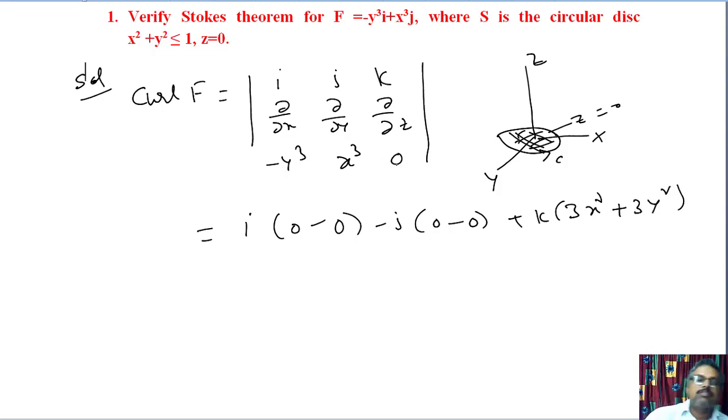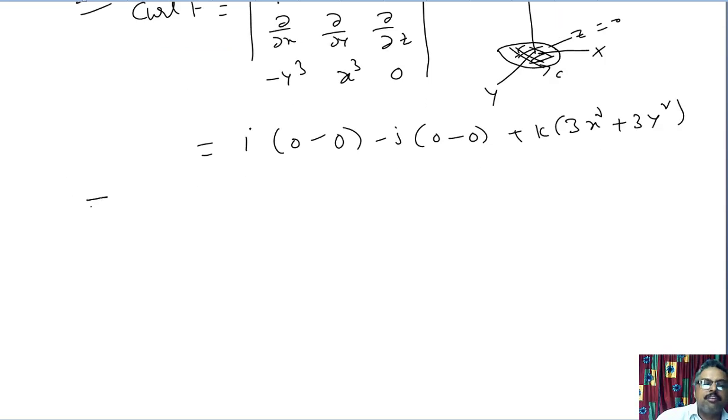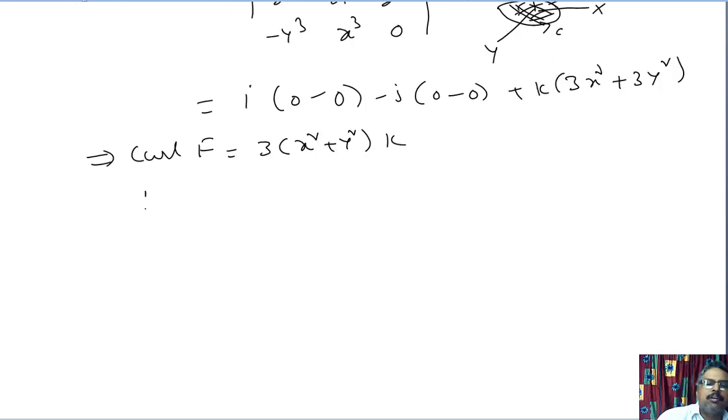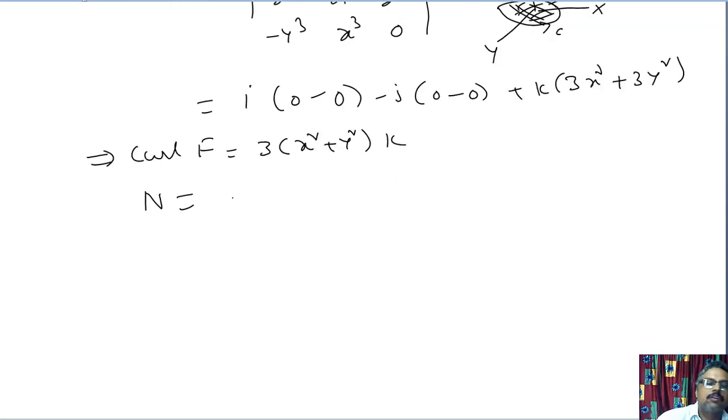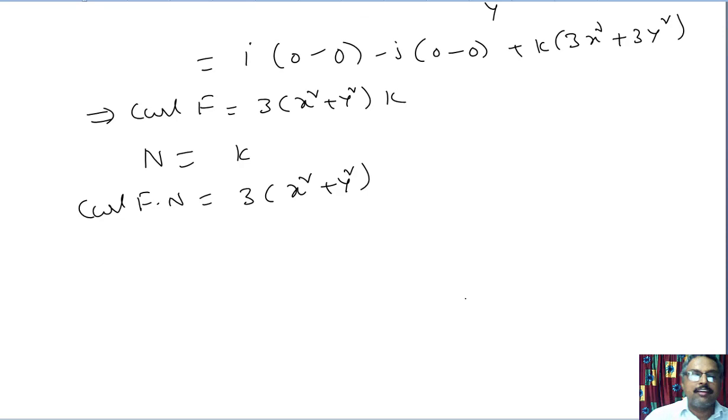Now curl F is very simple. Curl F equals 3 times (x square plus y square) into k. Now what is the unit normal to the surface? Very simple. This is the circle in the xy plane, the normal is along the z axis, so the unit normal is n equals k. Curl F dot n equals 3 times (x square plus y square). Now we will integrate.